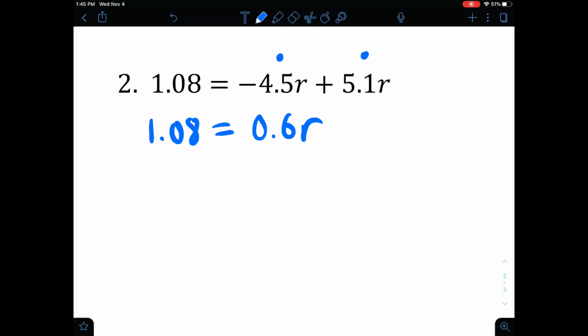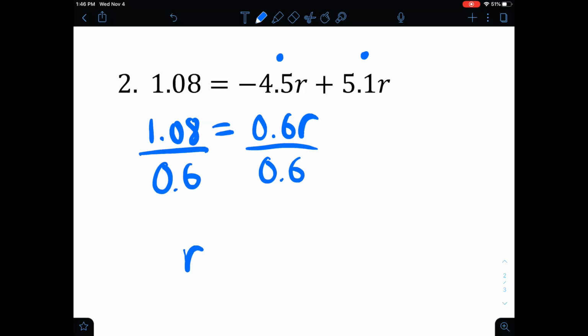Okay, no other like terms. Now we got to solve for r. We need to get r by itself. It's kind of by itself, but we got that 0.6 there. How do we undo multiplying by 0.6? We need to divide by 0.6. So r is going to be, in this case, when we divide, we're going to get a nice number that goes to the 10th spot, which is 1.8.